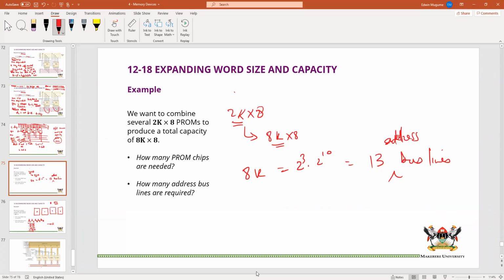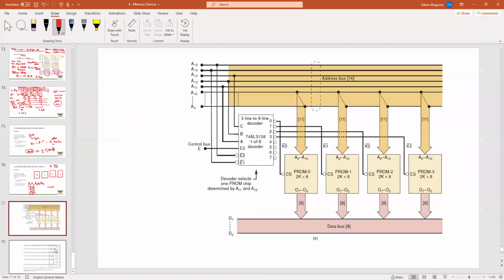I want us to look at the example of the, once again, I couldn't set this one I'm about to teach you because it's just too big. I don't want you to spend 30 minutes trying to earn 5 marks, but I think we can look at it and try to understand it. So we are going to take this same example of 8K by 8 from 4 times our memory of 2K by 8. So we combine 4 of them and they are here.